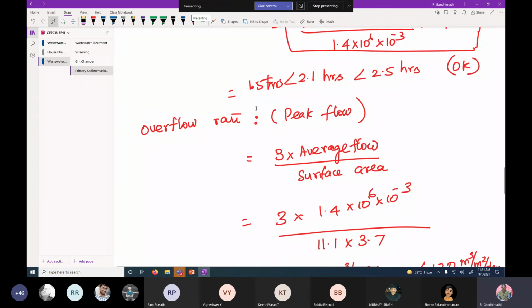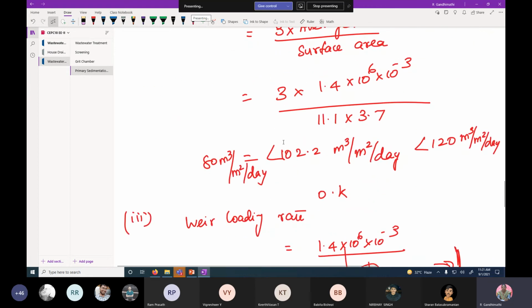Then overflow rate, because we have designed the system for the average flow, then you have to consider the overflow rate corresponding to the peak flow. Peak flow is 3 times average flow divided by the surface area will give the overflow rate. And then that should be between 80 to 120 meter cube per meter square per day.